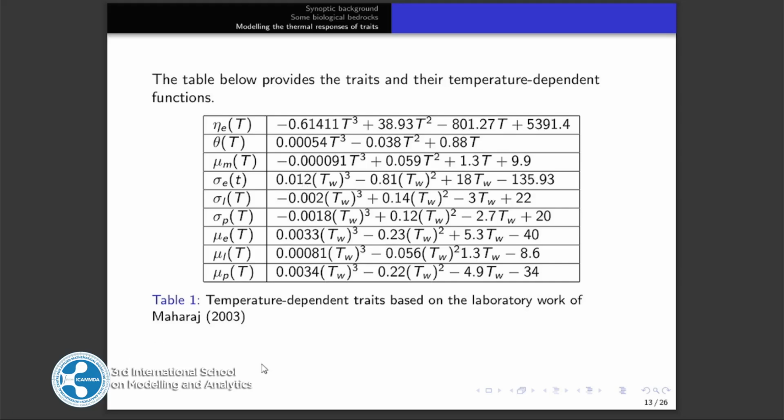These functions are actually based on the laboratory work of Maharaj in 2003. But please, caution has to be taken. We have to take note of this. Caution has to be taken on the way we use some of these functions, even the one you are going to fit yourself because you have access to the data. Caution still has to be taken. Reason being that, let's take for instance, you are looking at a particular trait of the mosquito.